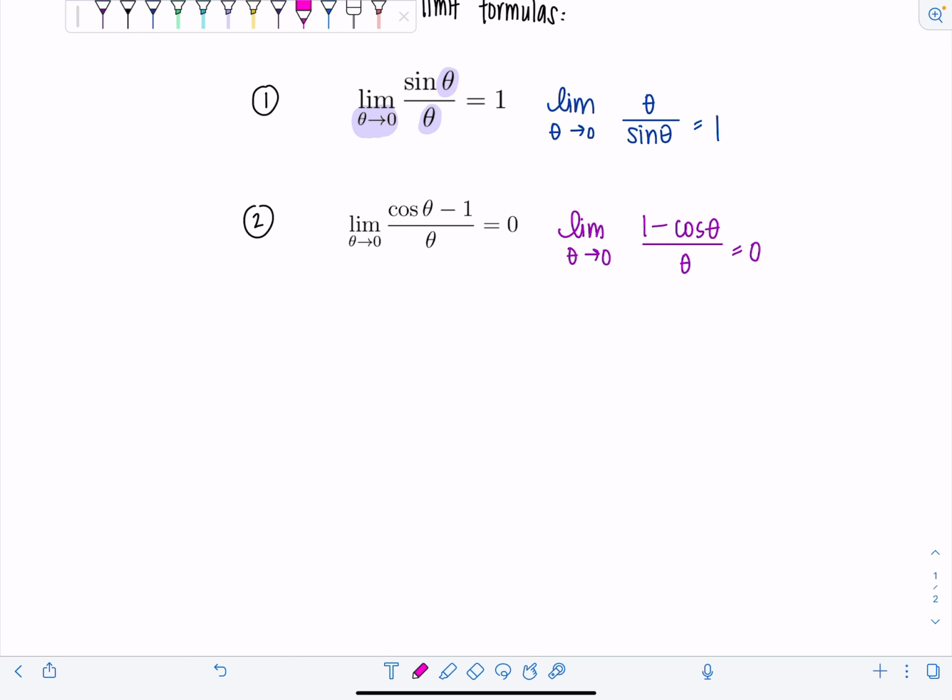Because think about it, that's just reversing the order of subtraction in the numerator, which changes the sign on the limit, but negative 0 is still 0. So those are the only two variations. And then I'm going to work through several examples right now.